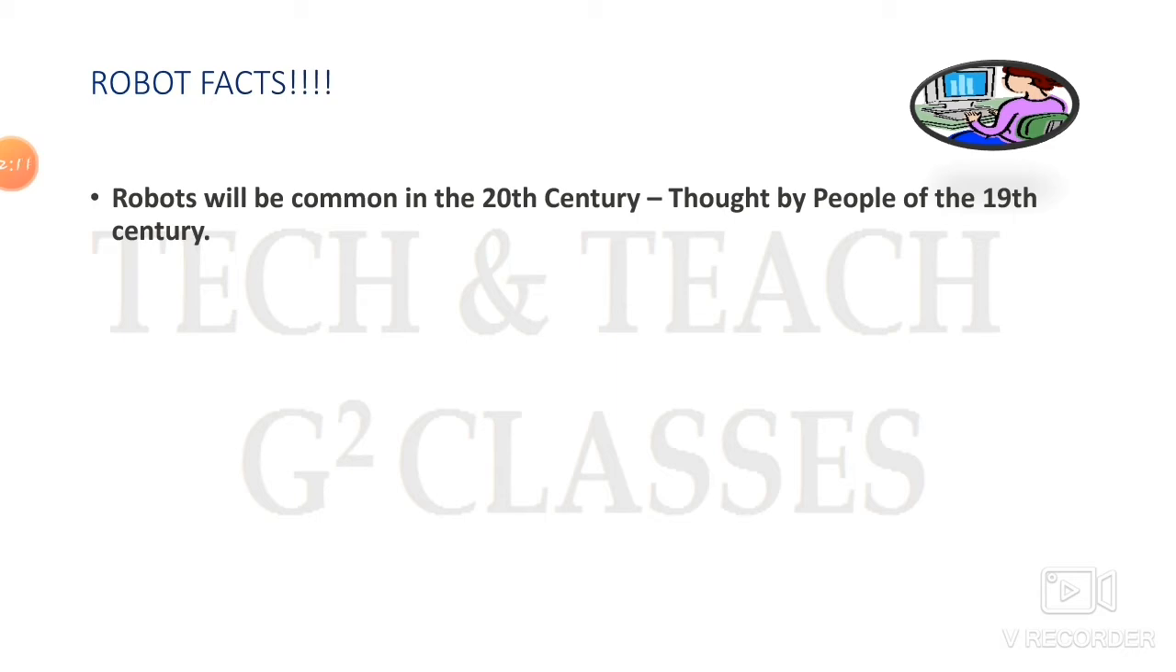After this we will go to vacuum robots. Vacuum robots are the first successful domestic robots. If you get a question in an examination asking which one is the first successful domestic robot, that is the vacuum robot. It was invented in the USA. That is the first successful domestic robot, as mentioned over here.